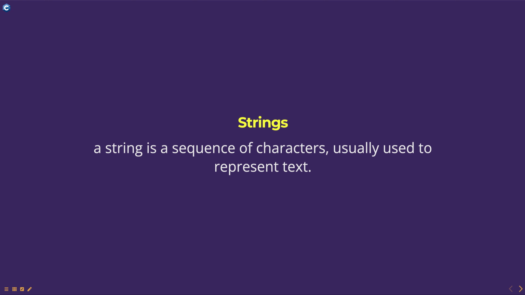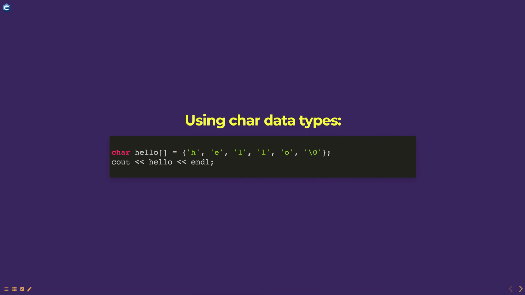In C++, a string is a sequence of characters, usually used to represent text. There are two ways to represent strings in C++. Using the char data type, a string can be represented as an array of characters, where each element of the array is a single character.